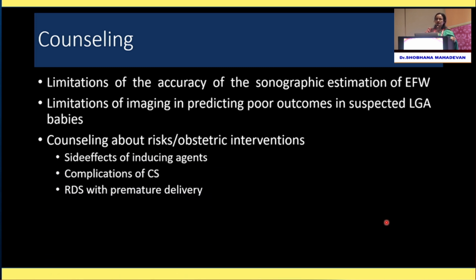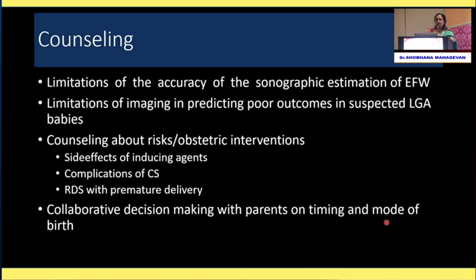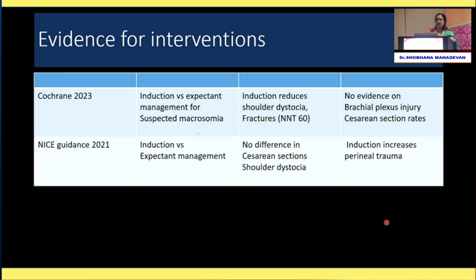And we also have to counsel them about our interventions, either induction or cesarean, because inducing agents come with their own side effects of hyperstimulation, fetal distress, failed induction, and cesarean section. Complications of cesarean sections, future complications, and future obstetric implications will have to be told to them. And if we decide to deliver earlier than 38 to 39 weeks, we have to discuss the risk of RDS in babies. Therefore, we have to make collaborative decisions.